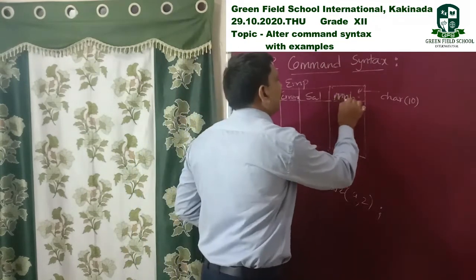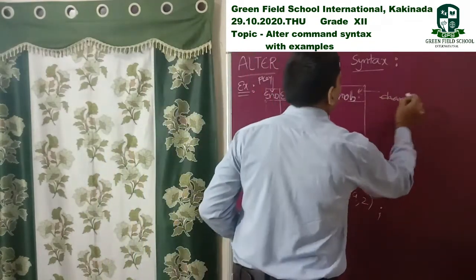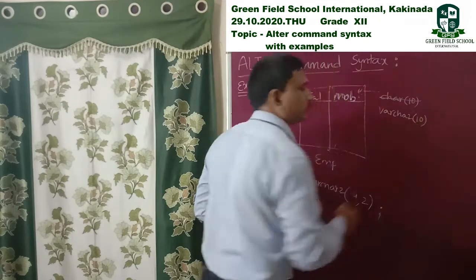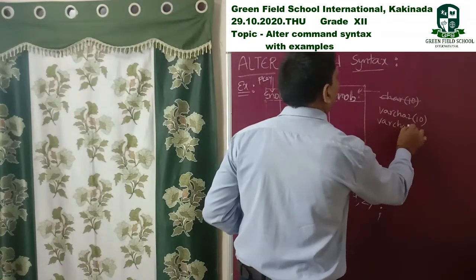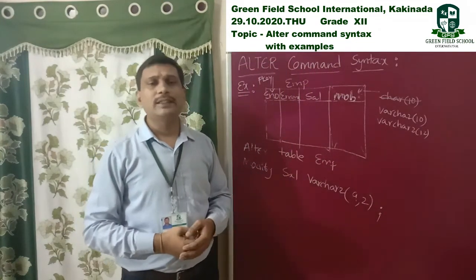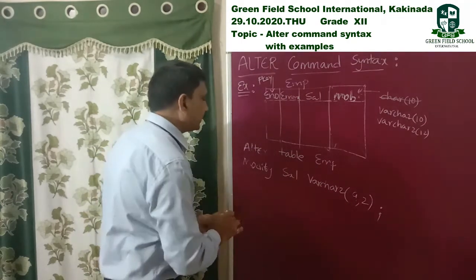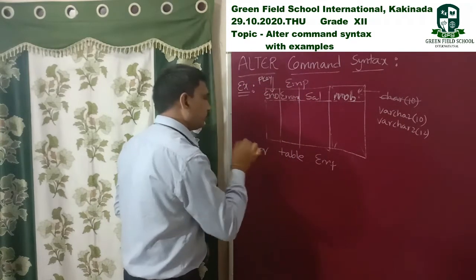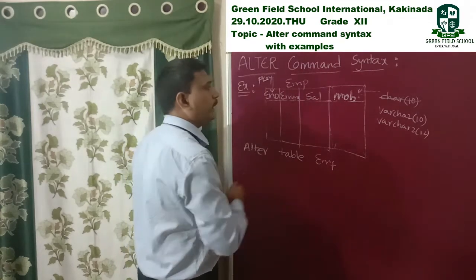Here the mobile number column has character of 10. Then I want to change this character of 10 to varchar2 of 10 or otherwise varchar2 of 12. Whatever you are interested in, you change according to your requirement. This change can be achieved by using the alter table command. Here I specify alter table name emp.